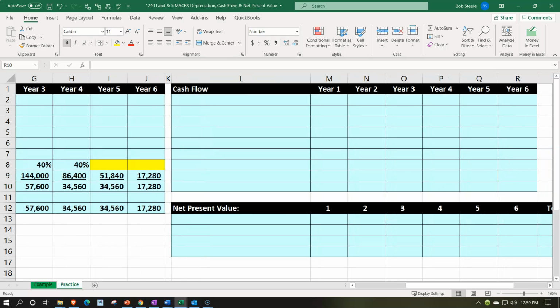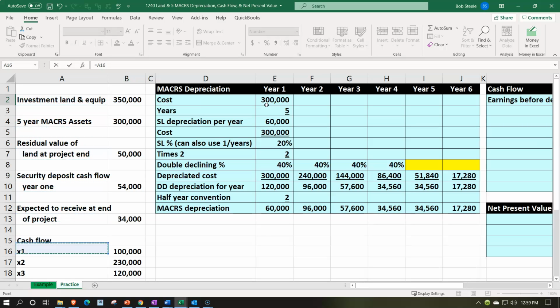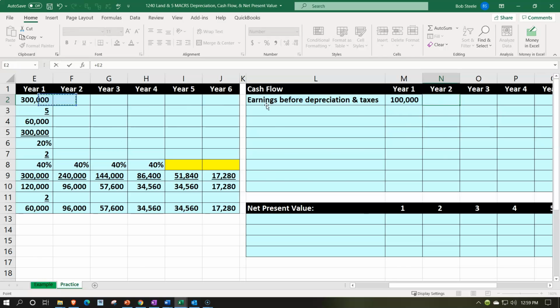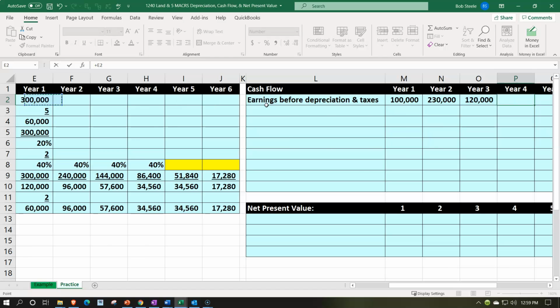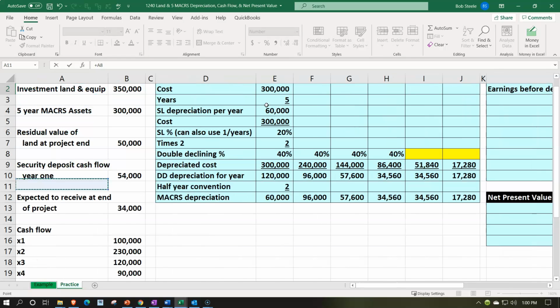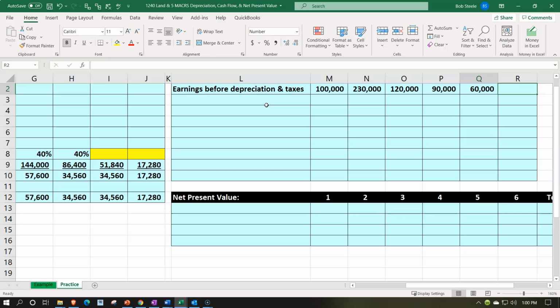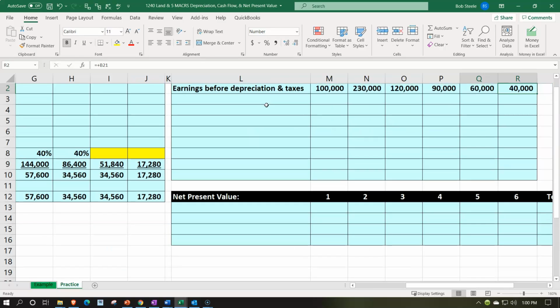Okay, so now we can take that information and do our cash flow so that we can take into consideration the tax impact. We'll do this a bit more quickly using some copying and pasting. So we're going to say the 100,000 is the 100,000 income we're going to get over here. I'm going to say tab plus year 2, the 230, tab plus year 3, the 120, tab plus year 4, 90, tab plus year 5, the 60, tab, and then finally year number 6 is the 40, and enter. So there's our income.